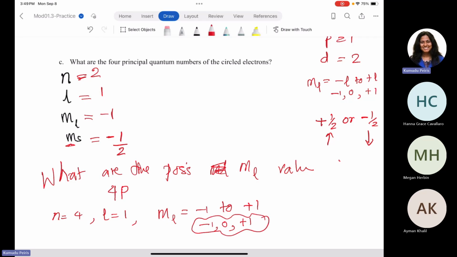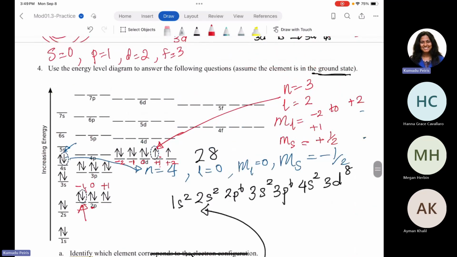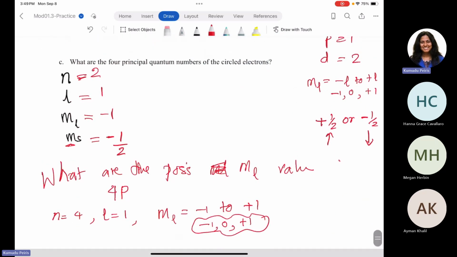When you are not given the energy diagram like that, normally in a multiple choice question you will be given a question like this: what are the possible values for the ML when the electron is in a certain energy level? Like that. Okay. Do you have any more questions?